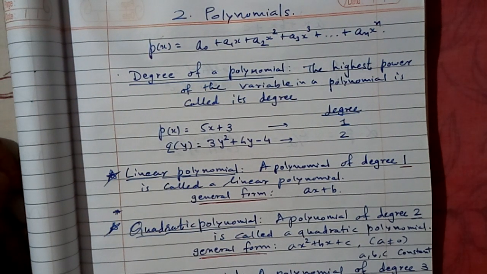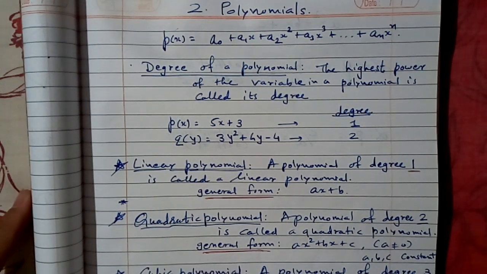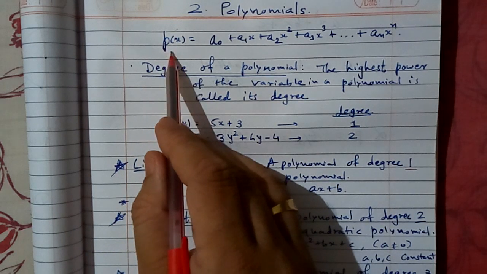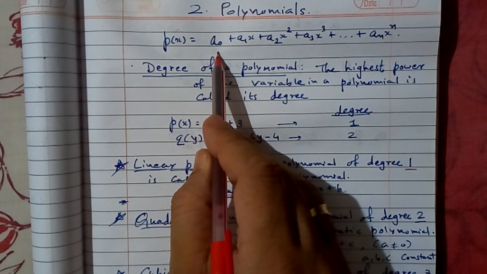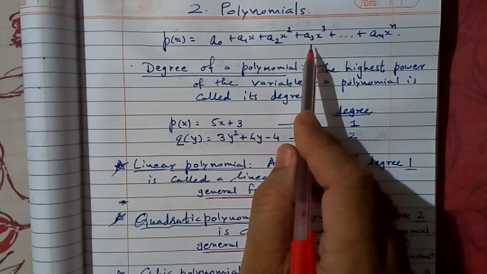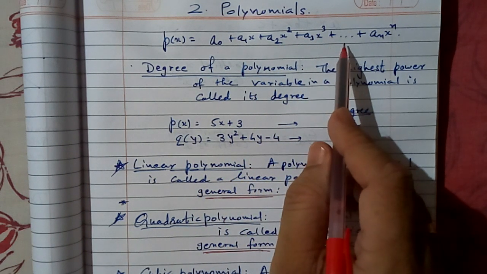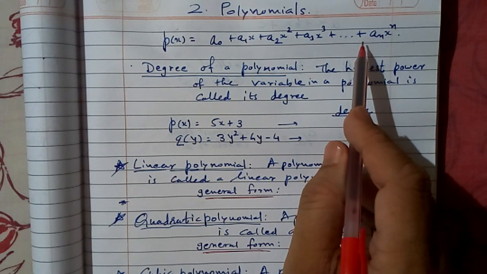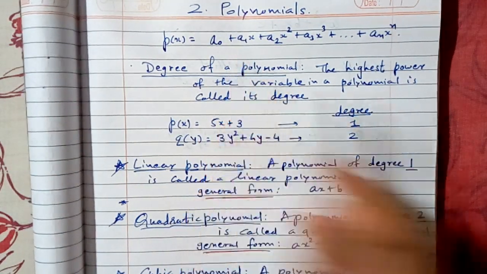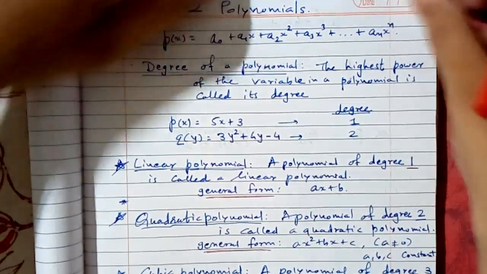Standard 10, chapter number 2, polynomials. As we know what is polynomial, here general form of polynomial is given: a0 plus a1x plus a2x square plus a3x cube plus dot dot plus an x raised to n. So it is the general form of polynomial.